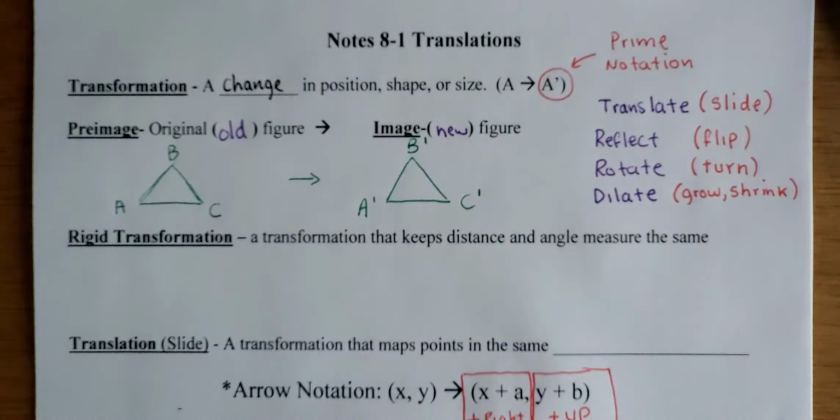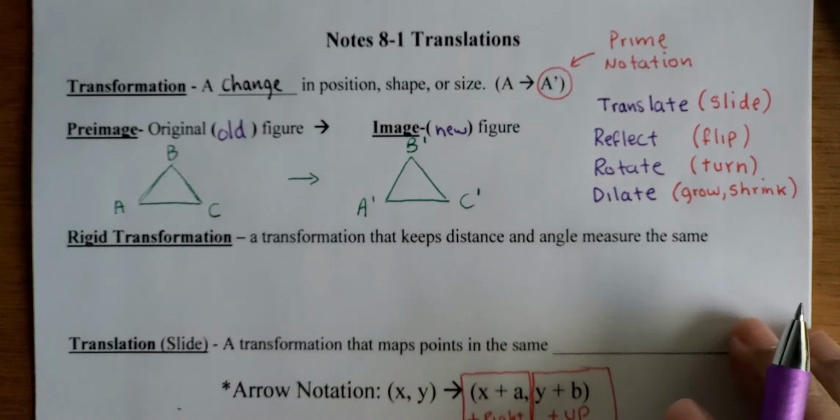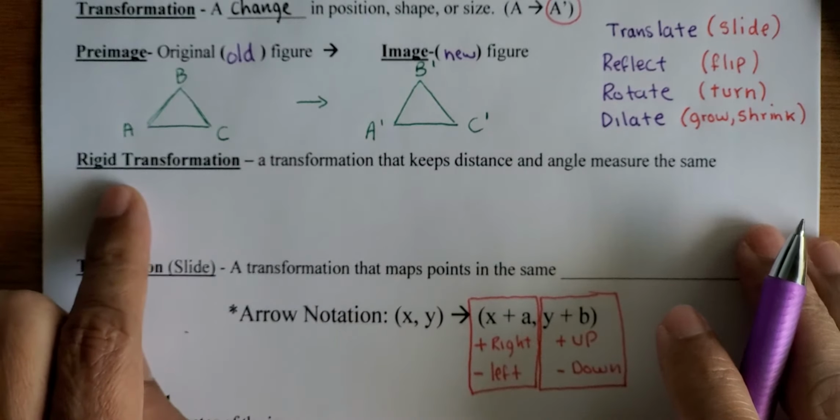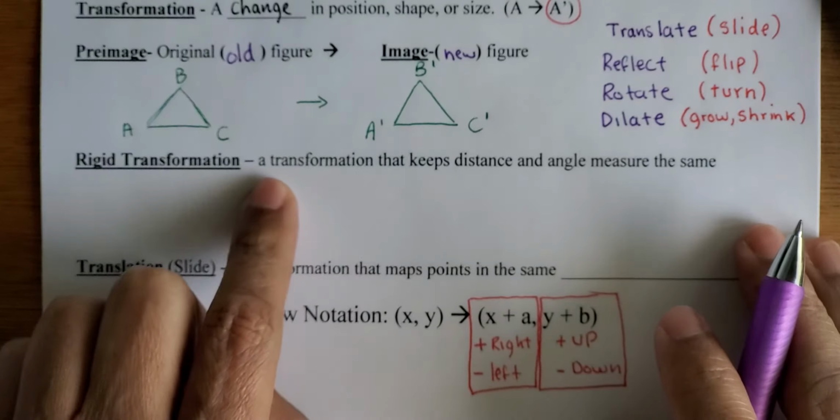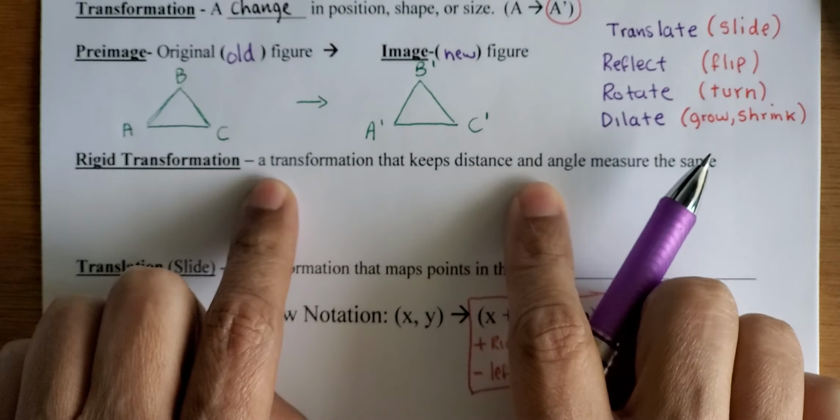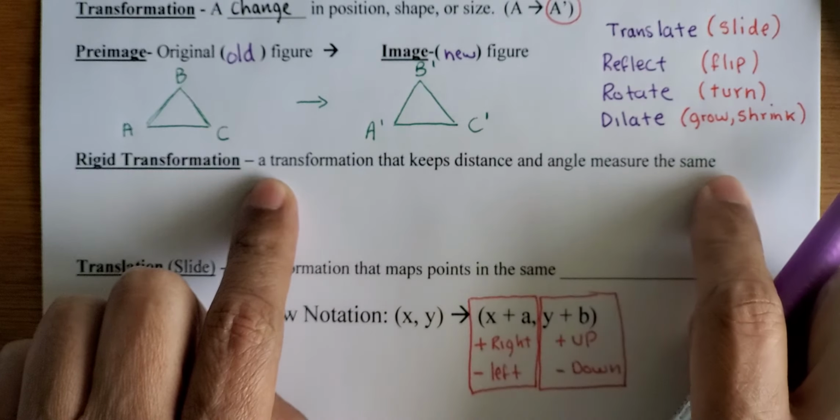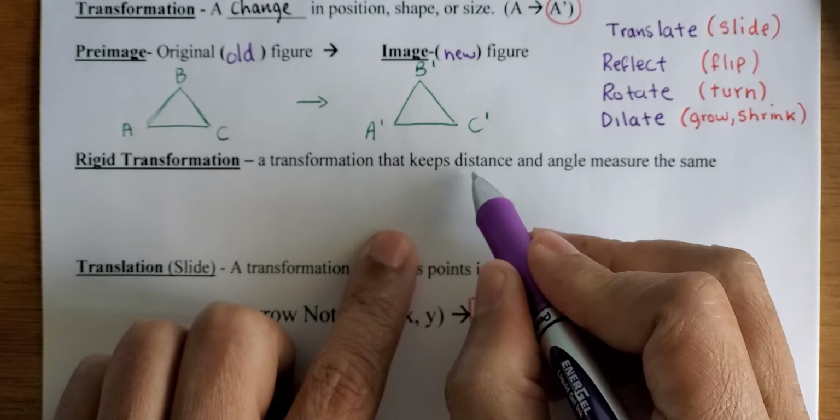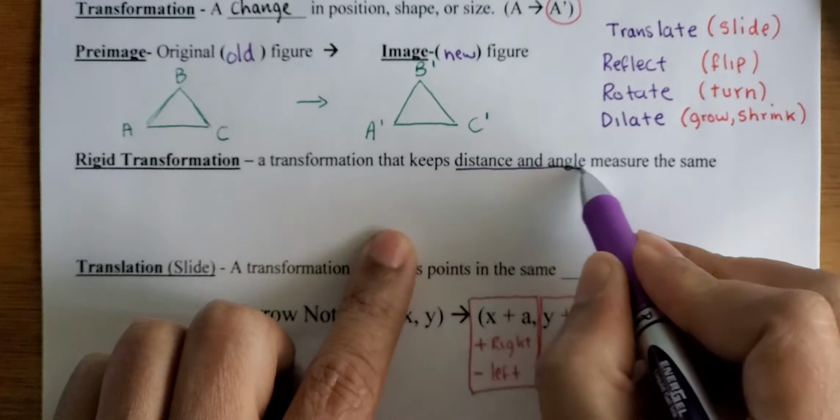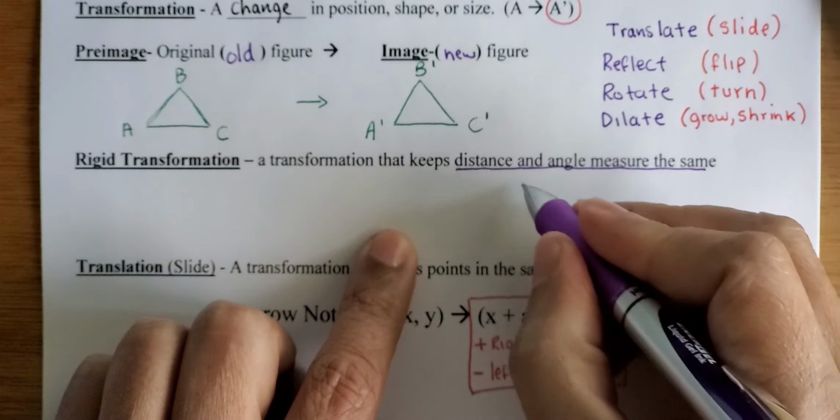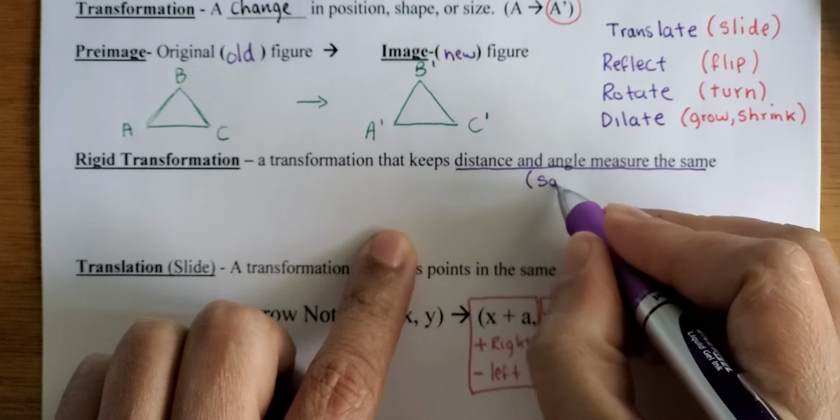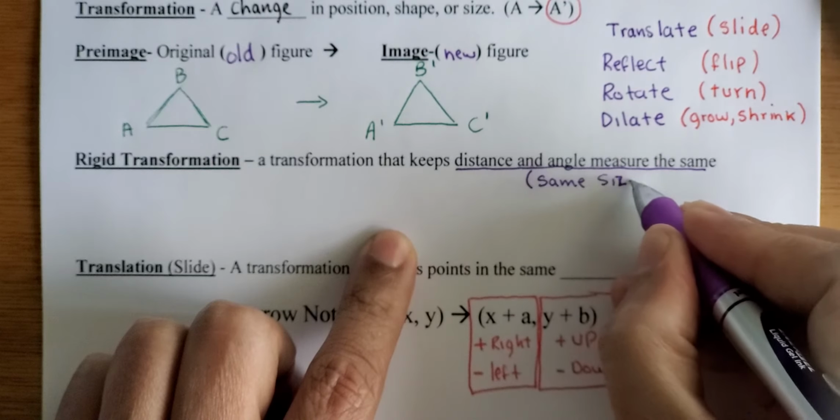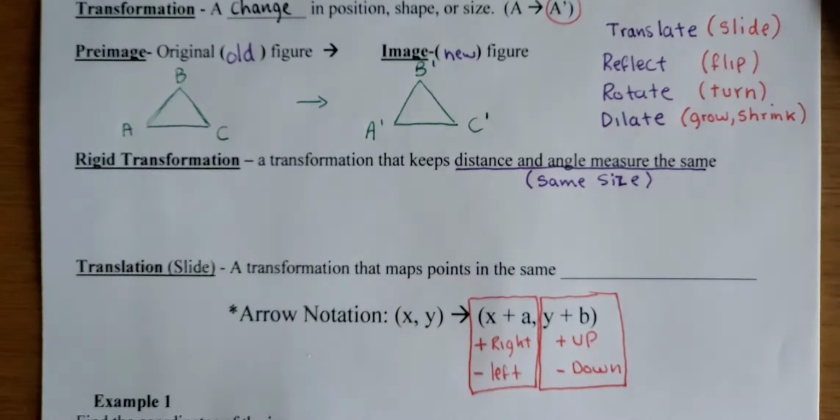You're going to see this term on the assignment. So when you see it, just understand what it means. Rigid transformation. This is a transformation that keeps distance and angle measure the same. So, in other words, it means it's going to be the same size. It's not going to get larger, it's not going to get smaller, it's going to be the same size when you do the transformation.